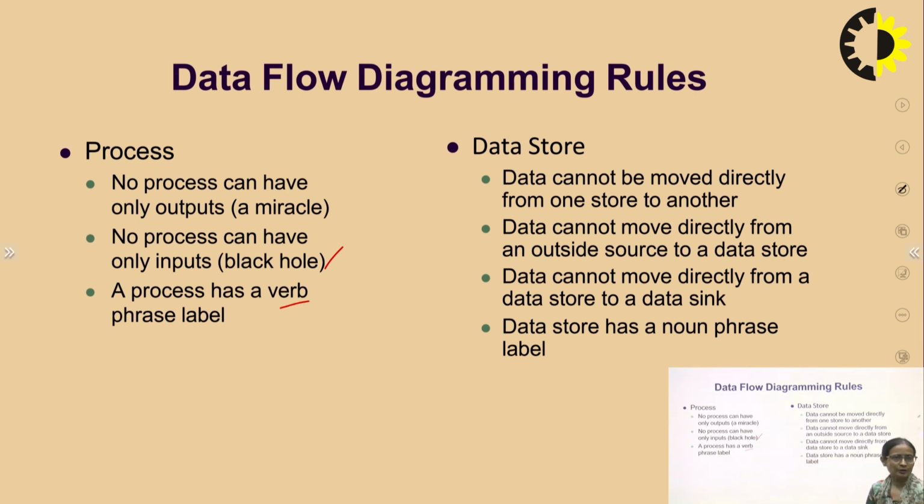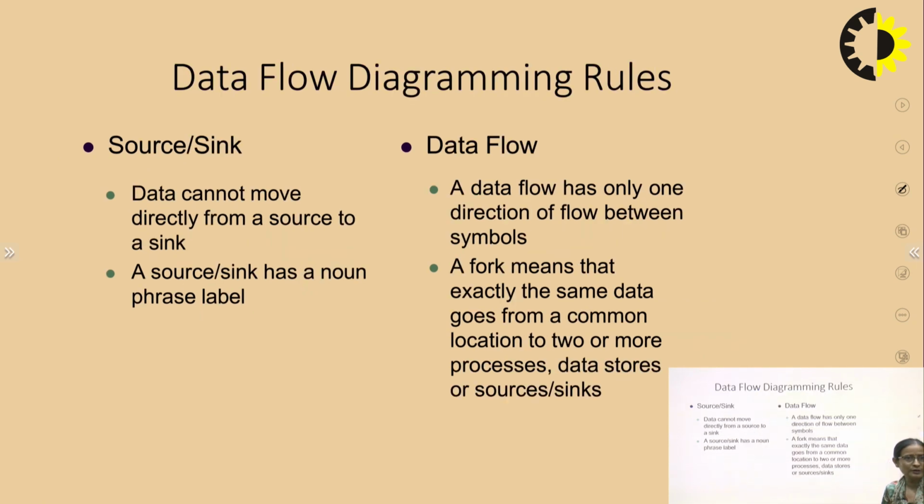For the data store, data cannot be moved directly from one store to another. That is, if I have these two data stores D1 and D2, then we cannot directly move the data from D1 to D2. We always have a process in between. Data cannot move directly from an outside source to a data store; again we need a process. Data cannot move directly from a data store to a data sink; again a process is always there. A data store always has a noun name, a noun phrase.